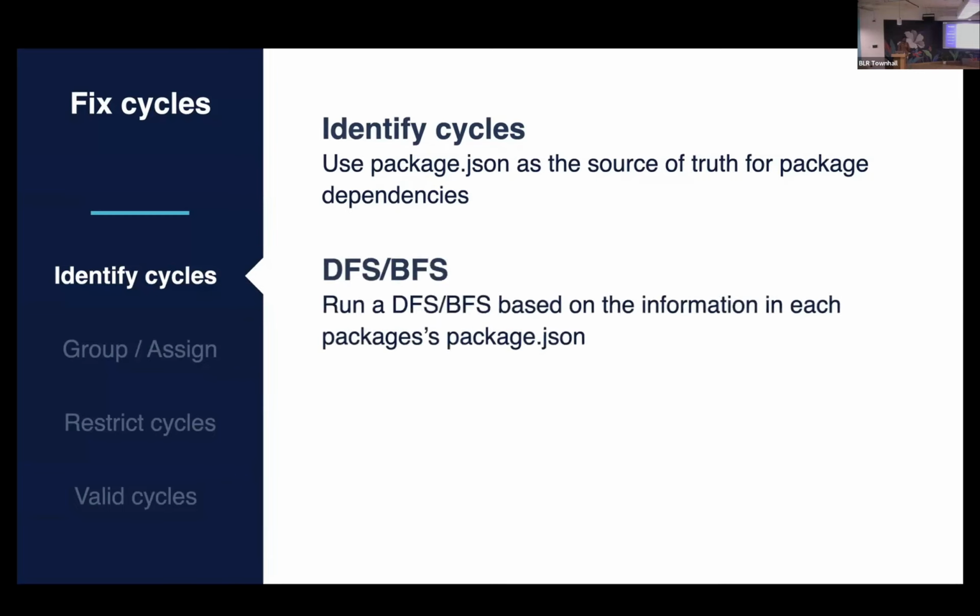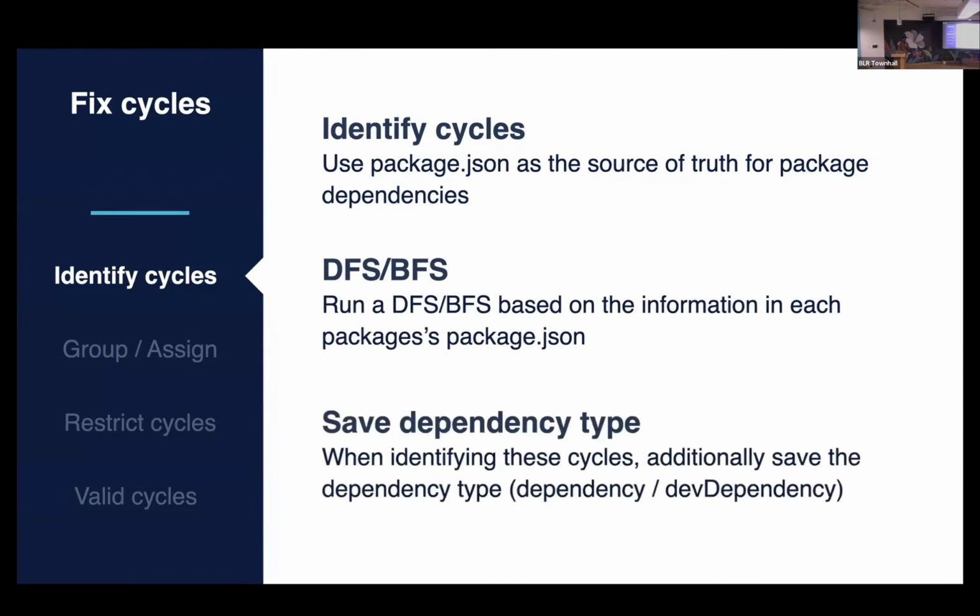The second thing is you need to run a DFS or a BFS. Now you have your entire graph, you run a DFS or a BFS and find all the list of cycles. You also need to save whether a particular dependency is due to a dev dependency or a dependency. This information is helpful later on. We'll talk about that a bit later.